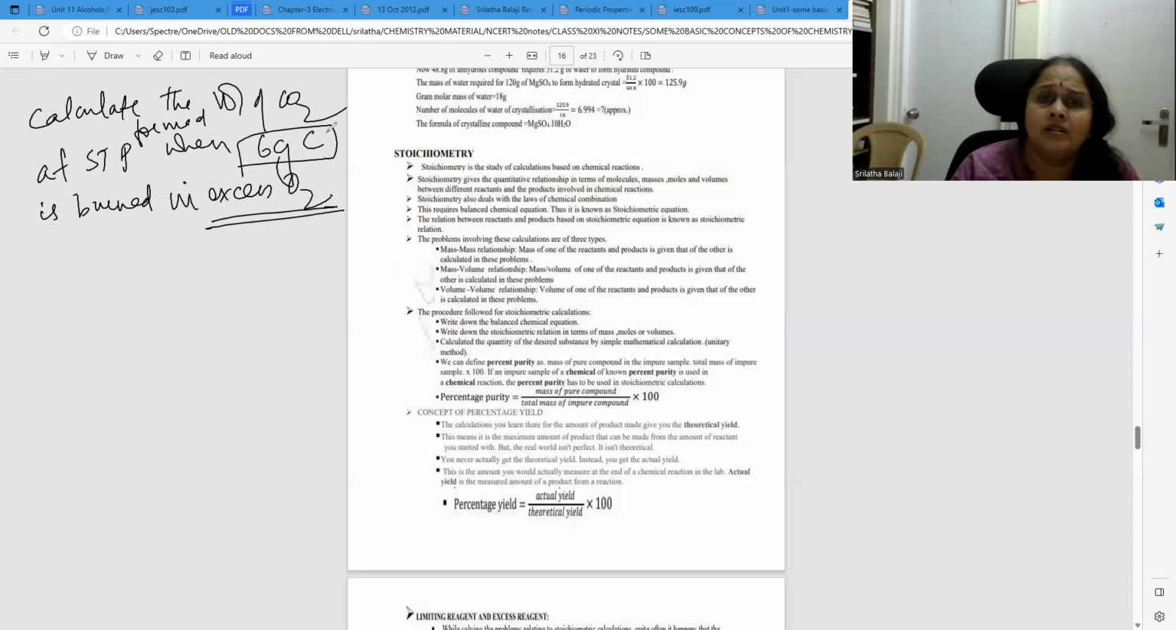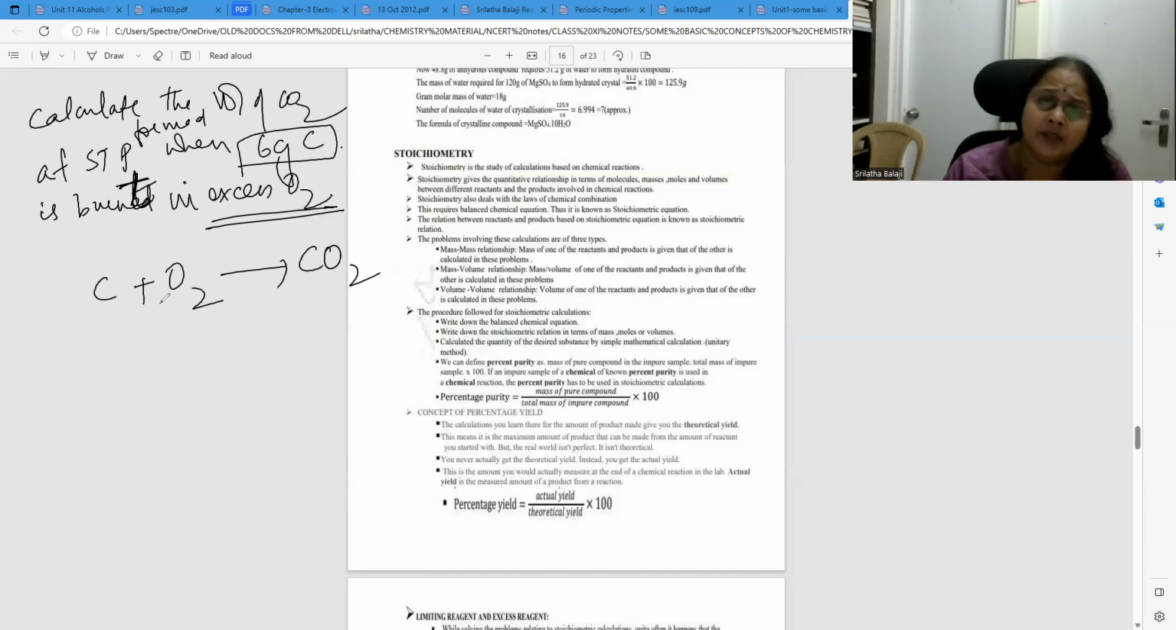What is happening here? Read the question again. Calculate the volume of CO2 at STP formed when 6 grams of carbon is burnt in excess oxygen. Burnt in excess oxygen. So, what is reacting with what? Carbon and oxygen. So what will it form? Carbon dioxide. That is also given in the question.